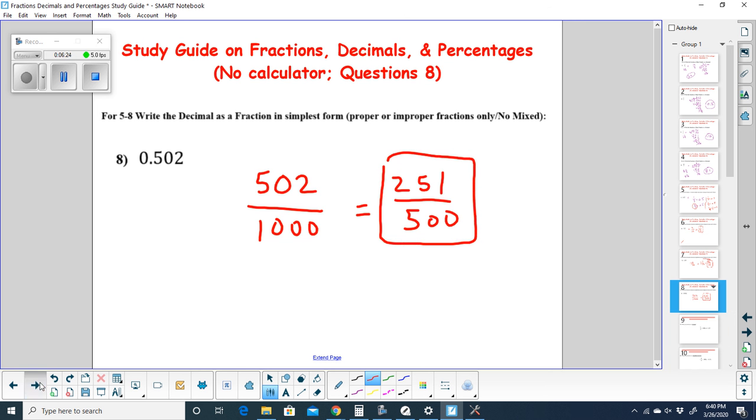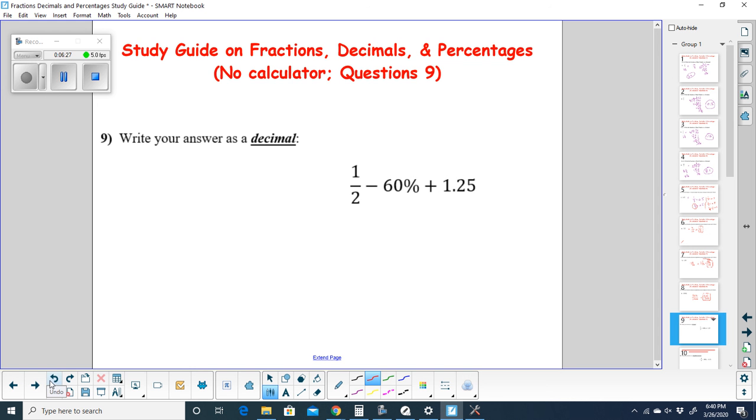Number 9, moving along. Okay, we have to write the answer as a decimal. So I'm going to convert these to decimals. 1/2, hopefully you know, is 0.50.